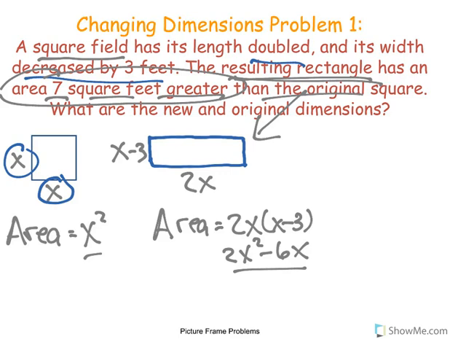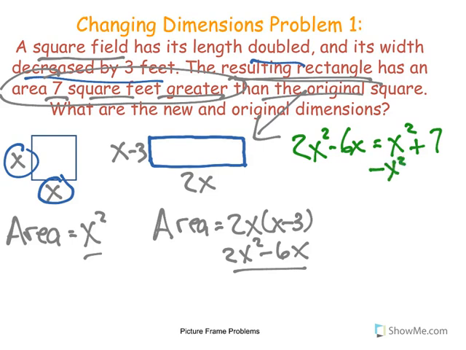Okay, well that shouldn't be too difficult, right? The area of my rectangle, which is 2x squared minus 6x, equals 7 more than my x squared. All right, so that's my equation. Again, the area of my rectangle, which is on my left, 2x squared minus 6x, equals 7 more than the area of my square, which is x squared.